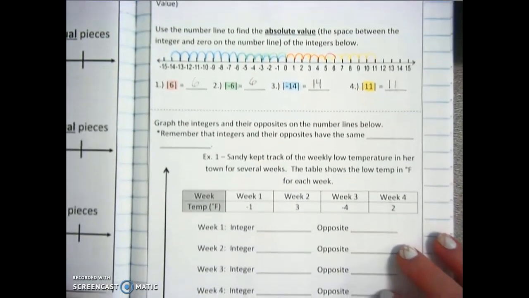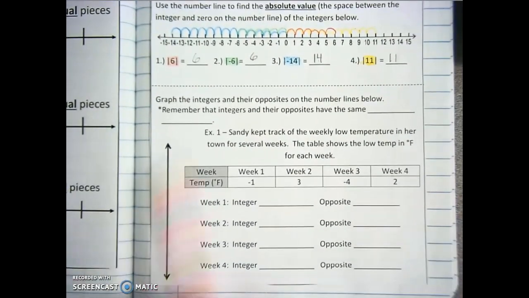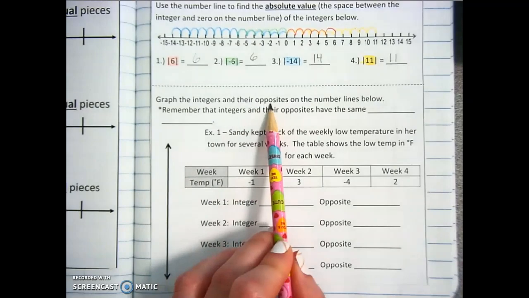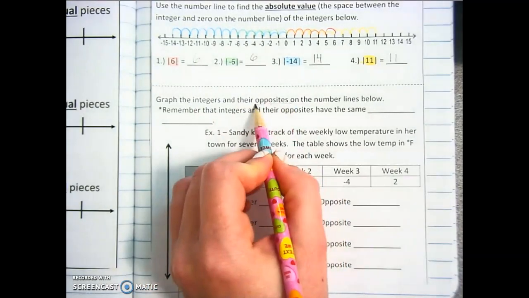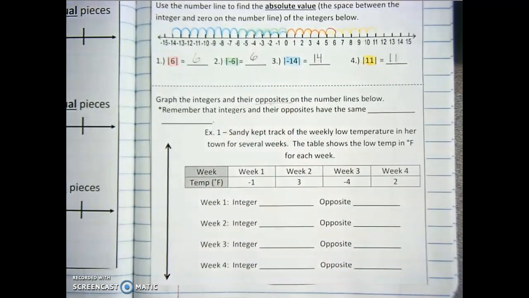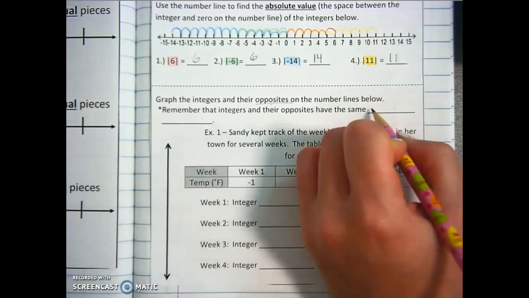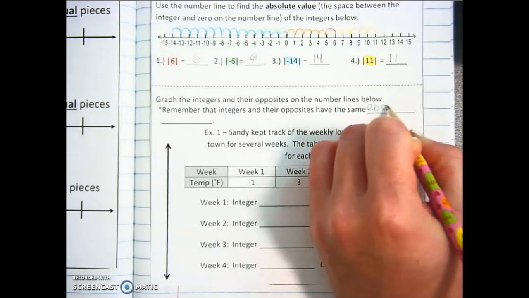Okay, let's move to the next section, which is the bottom. Graph the integers and their opposites. So now we're going to be talking about the opposites on the number lines below. Remember, the integers and their opposites have the same absolute values.